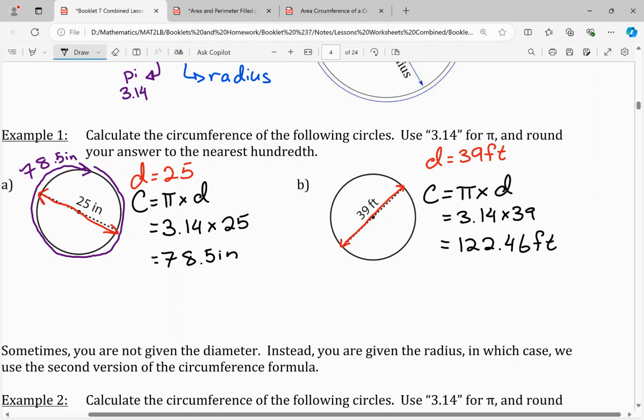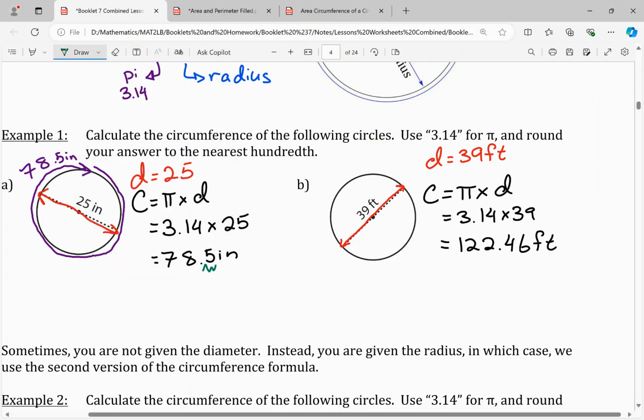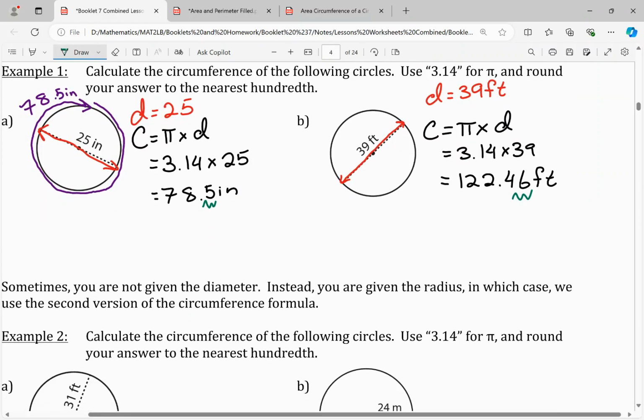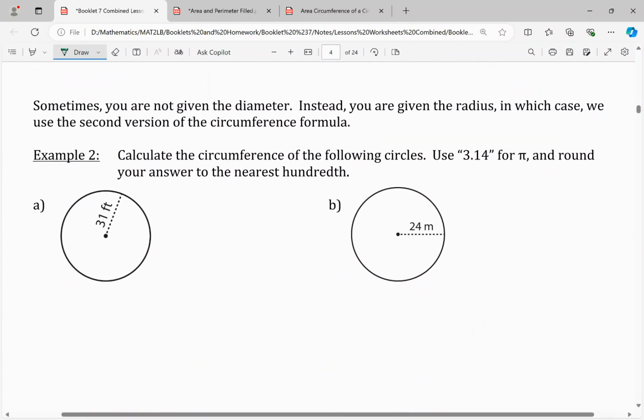Now, this question did ask you to round to the nearest hundredth. Neither of these examples you need to round in because we never go past the hundredth, right? In our first example, I only go so far as the tenths. In my second example, I only go so far as the hundredths, so I don't need to round at all. You can keep up to 2 decimal places.